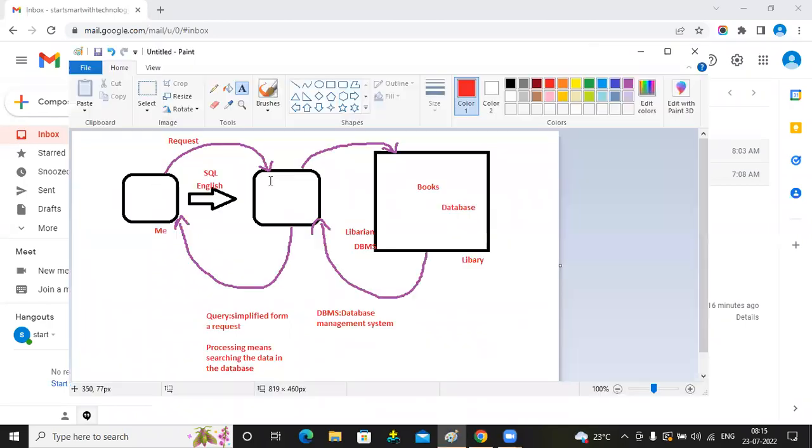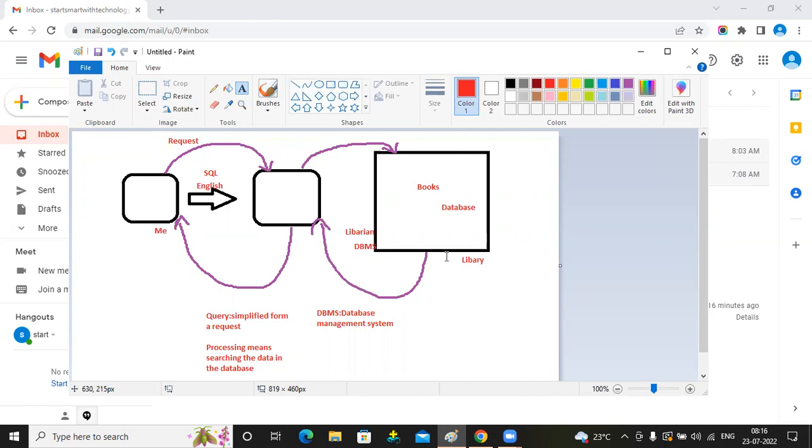So here I'm taking the example of a library. When we go to the library, there is a librarian who manages all the data, the books and the database of books. First we go to the library and meet the librarian.